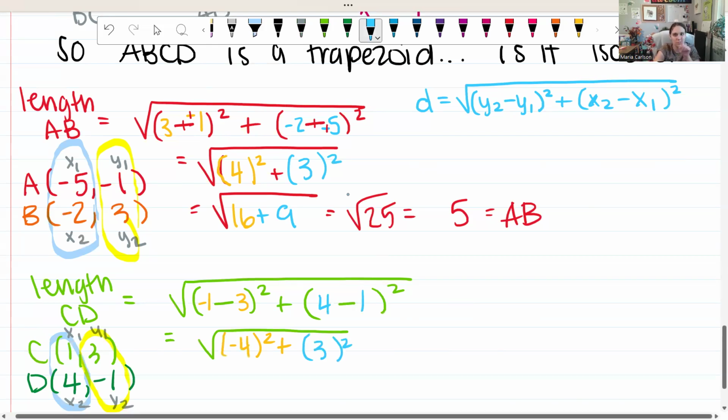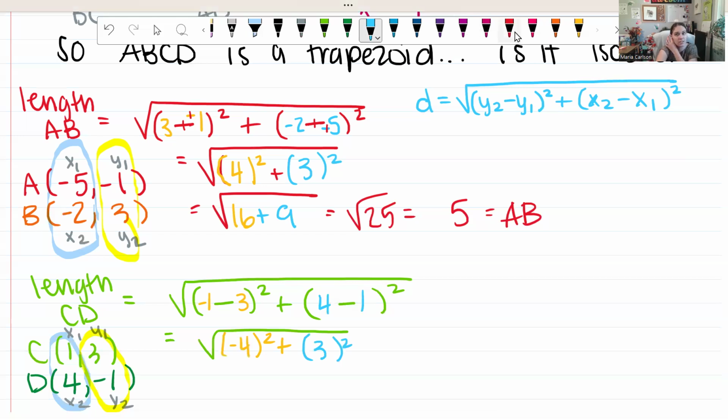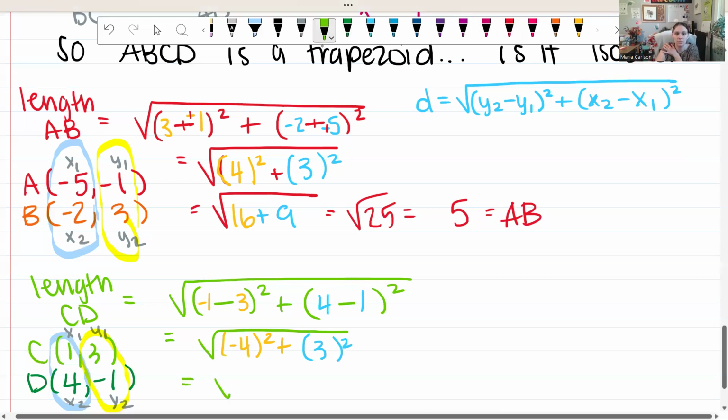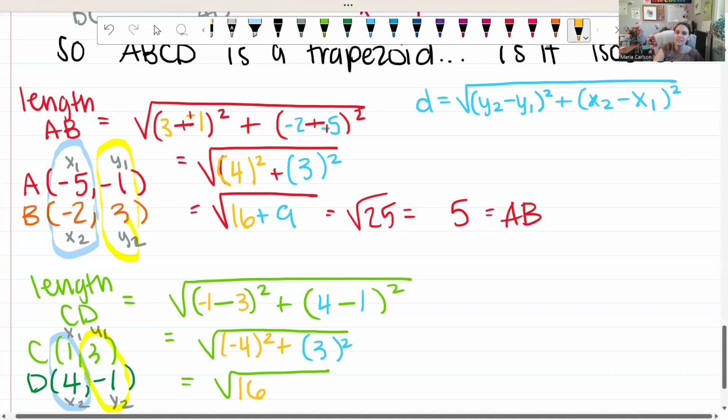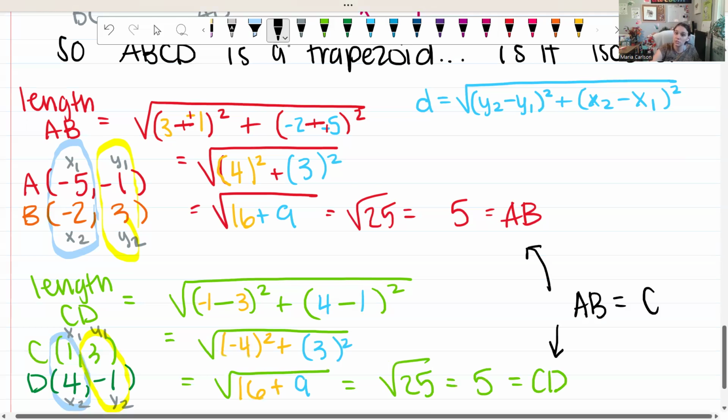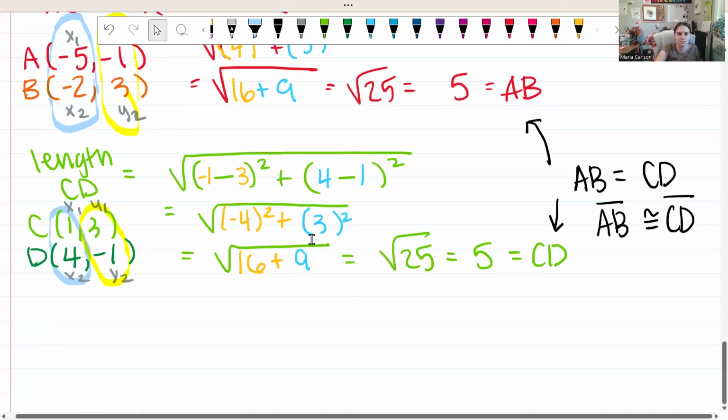And notice those numbers are kind of similar to what we had up above for AB, right? And now simplifying just a little bit more, -4 squared, that's -4 times -4, which is 16, plus 3 squared is 9. So this is still the square root of 16 plus 9, which is the square root of 25, which is 5. So CD and AB are both 5. So this shows here that AB is equal to CD, which means that those two segments are congruent. So this is an isosceles trapezoid.